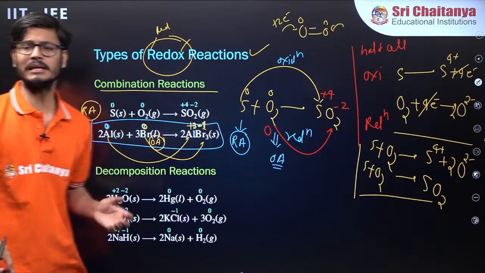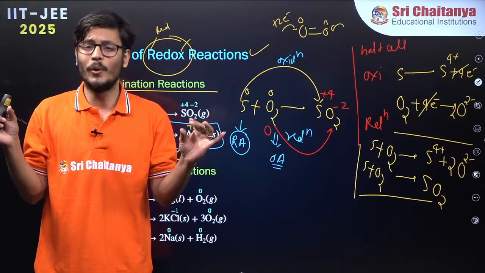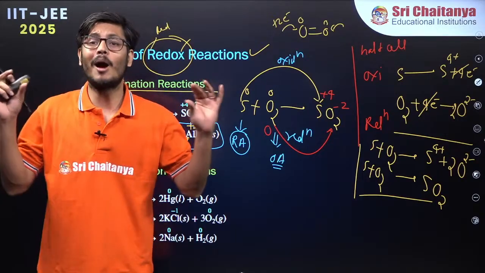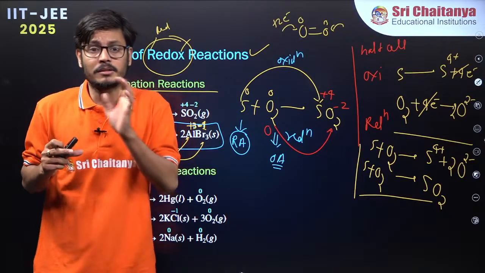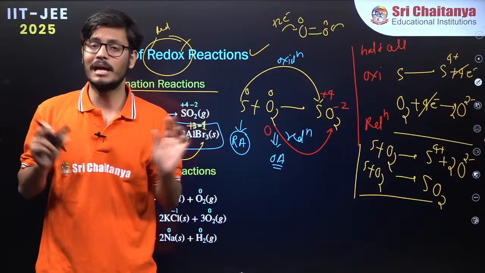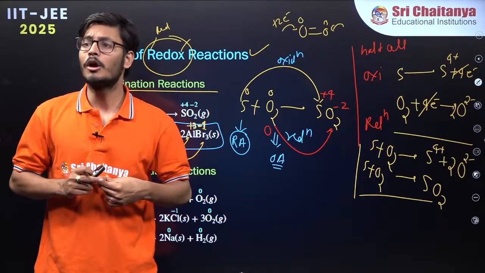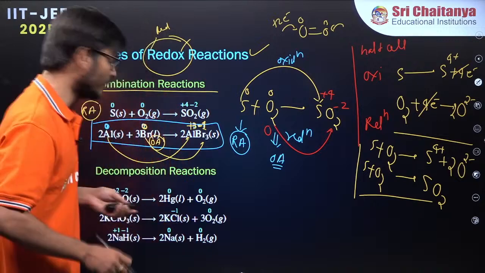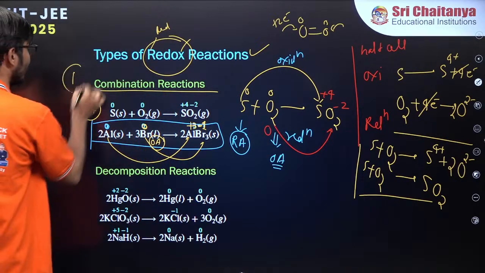What is a combination reaction? Two elements, when they react with each other, combine with each other, through the process of combination, some element is losing electrons and the other element is gaining electrons. That is called a combination redox reaction. Okay, great. Chalo, let us go to the next one. So this is the first kind of redox reaction.